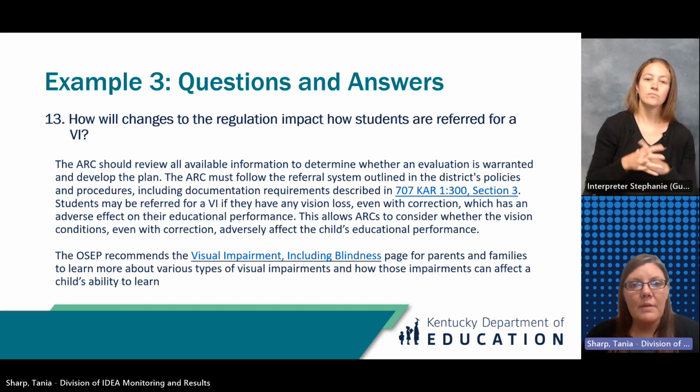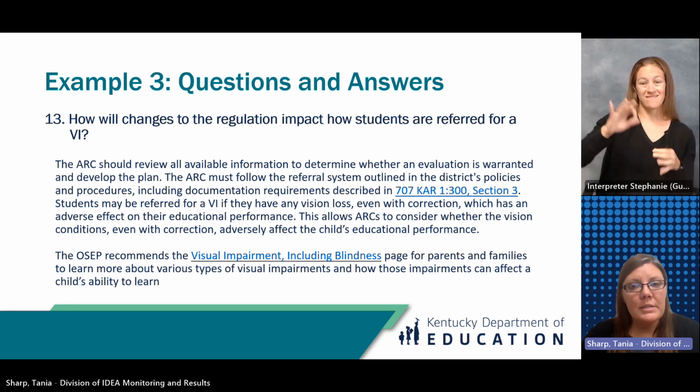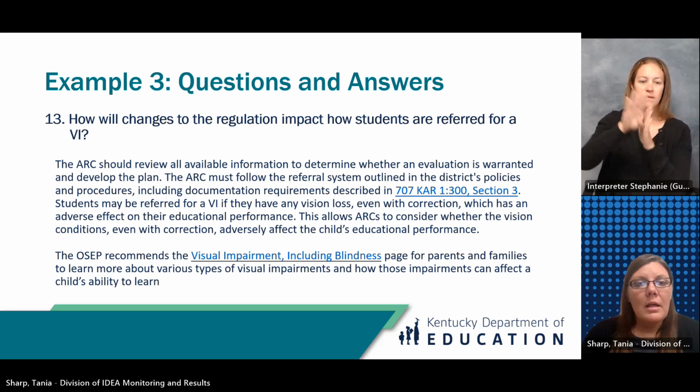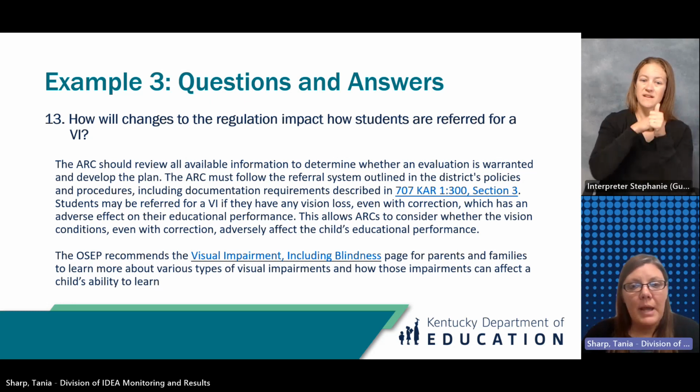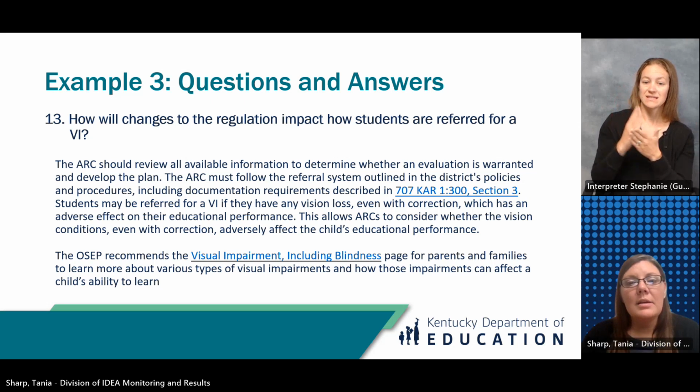Here is another example of a question and answer provided. The question states, how will changes to the regulation impact how students are referred for a visual impairment? The answer provided states, the ARC should review all available information to determine whether an evaluation is warranted and develop the plan. The ARC must follow the referral system outlined in the district's policies and procedures, including documentation requirements described in 707 KAR 1:300 Section 3.